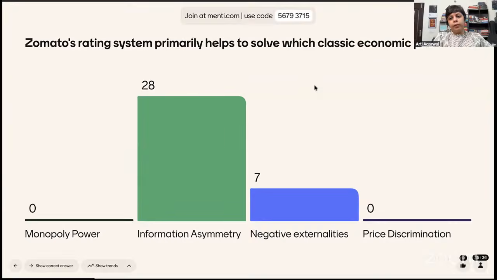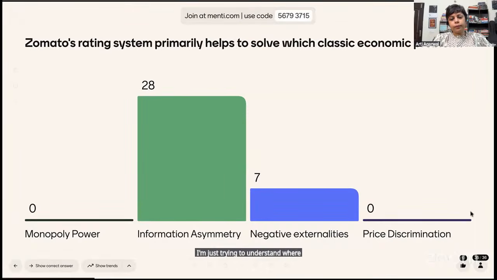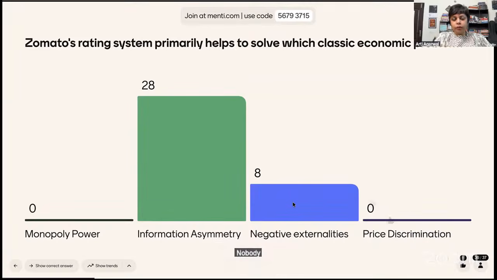Anybody wants to explain? Those of you who have responded negative externality, I'm just trying to understand where you're coming from. It's not a punishment or something. I just want to hear your thoughts. Nobody? 8 people think it is negative externality.